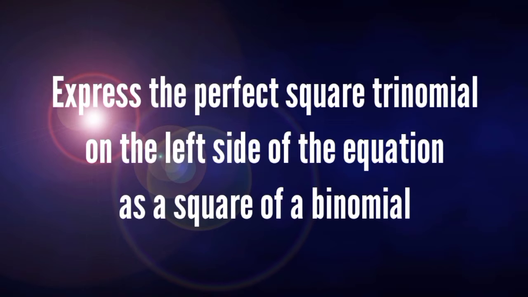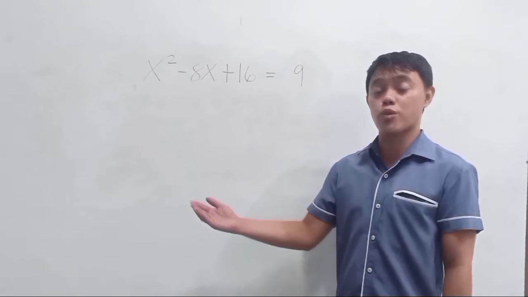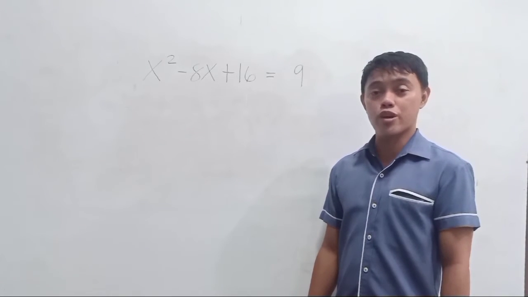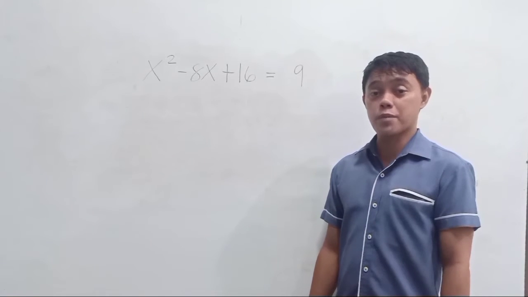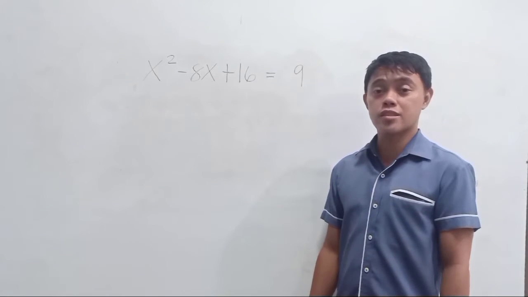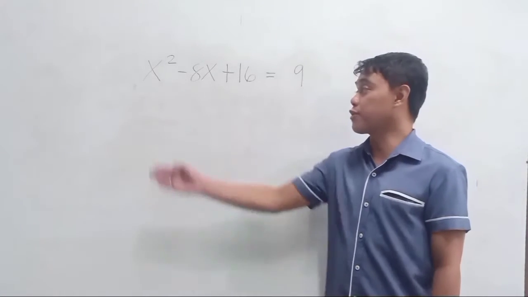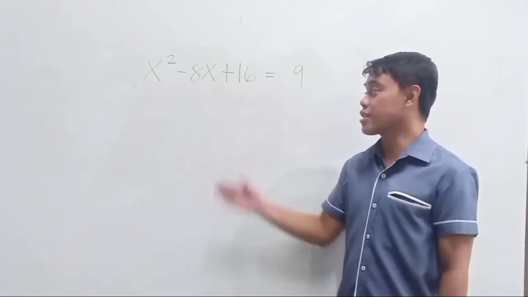Step 4. Express the perfect square trinomial on the left side of the equation as a square of a binomial. Since the left side of the equation is a perfect square trinomial, let us express it as a square of a binomial. To do so, we need to get the square root of the first term and the square root of the constant term.